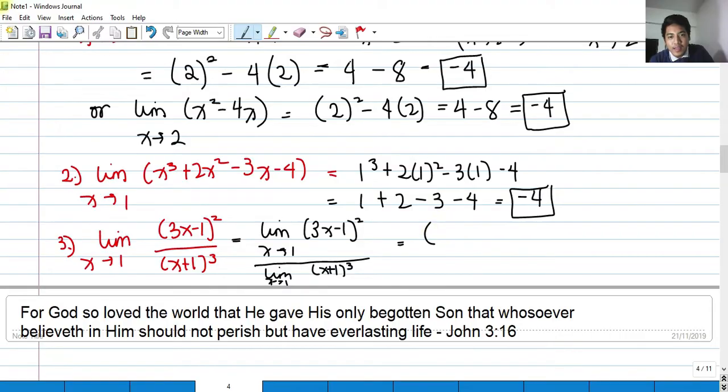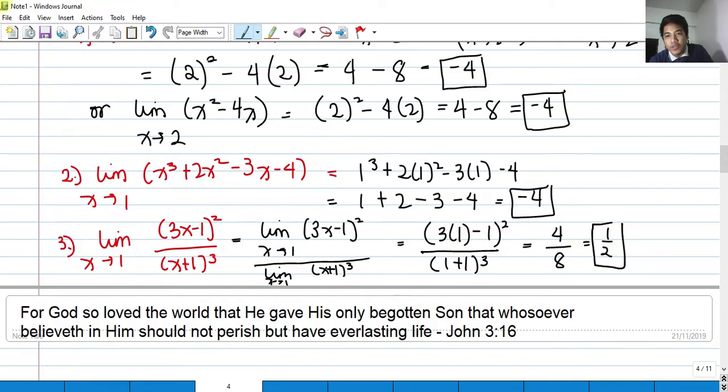So we have (3 times 1 minus 1) squared, and the same for the values here, for 1, we can simply substitute. So we have (1 plus 1) cubed. Since this is a polynomial, we have 3 minus 1 is 2 squared, that is 4, over 2 cubed, which is 8. 1 plus 1 is 2, and 2 raised to 3 is 8. So that is 1/2 in its lowest terms.